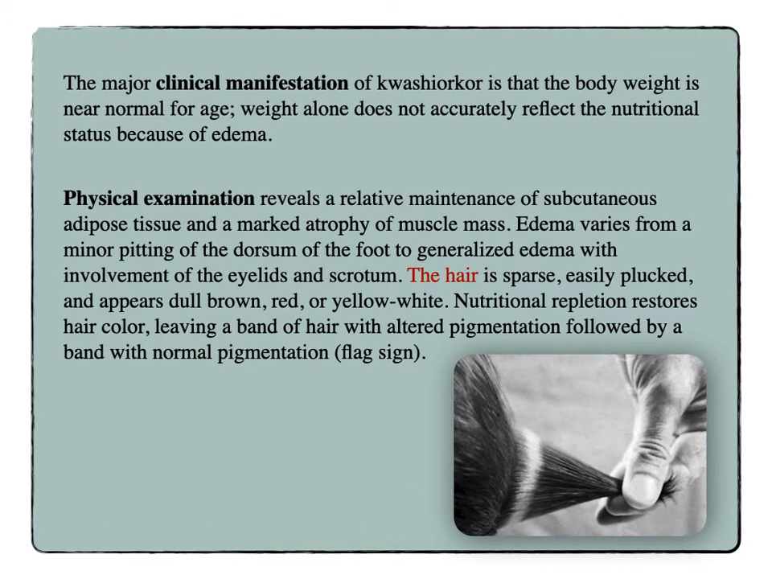The major clinical manifestation of kwashiorkor is that the body weight is near normal for age. So weight alone does not accurately reflect the nutritional status of the patient, because the patient will have edema. During physical examination, we can see relative maintenance of subcutaneous adipose tissue with marked atrophy of muscle mass.